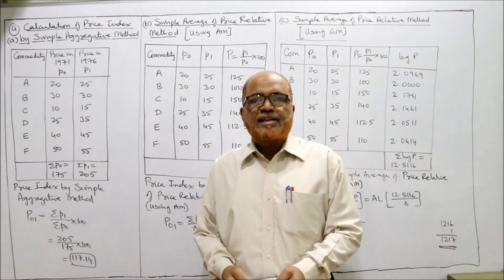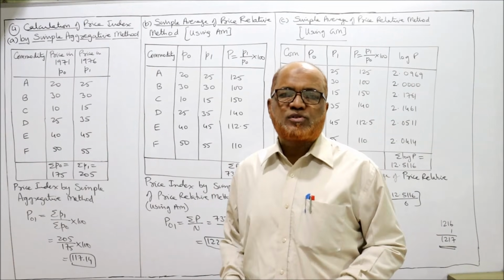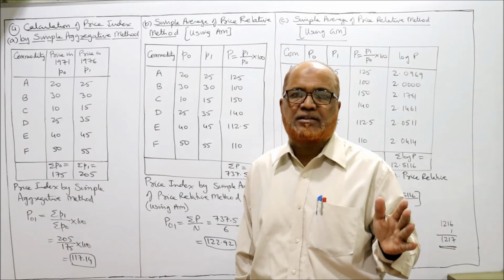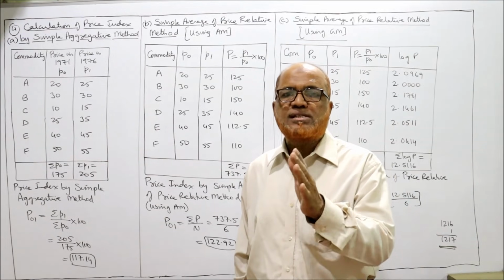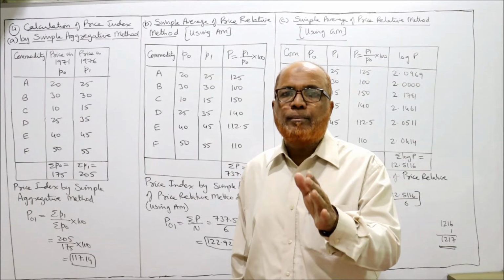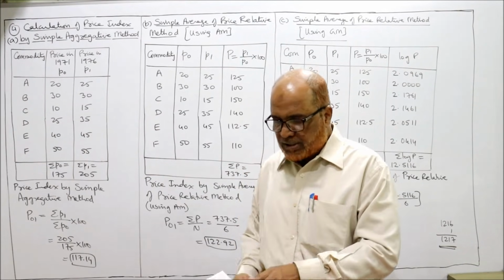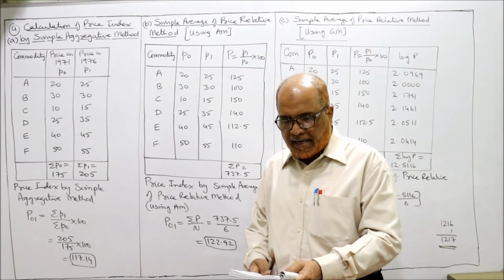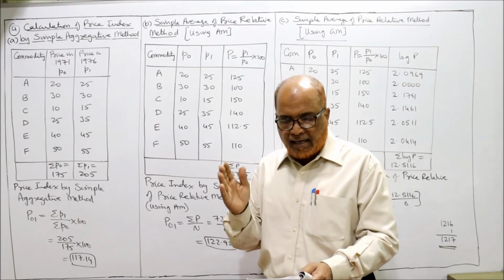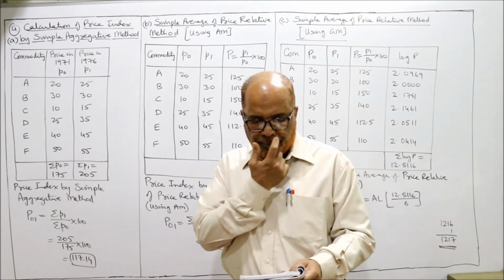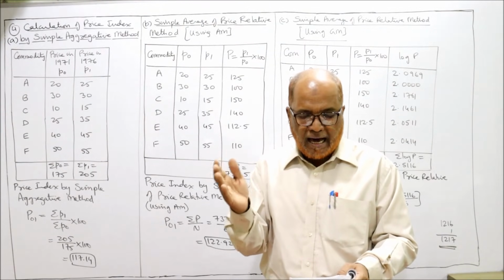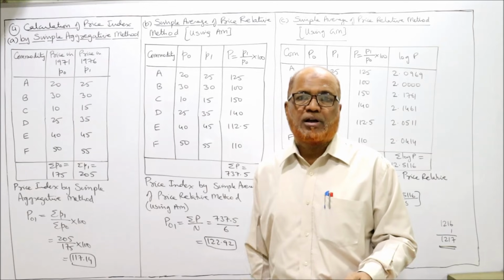Now we'll start the next problem, that is problem number 4. Three problems we have completed. The first two problems on simple aggregative method. The third problem we have solved on simple average of price relative, taking the average from mean, arithmetic mean. Now see the fourth problem. Compute a price index for the following by A, simple aggregative method, and B, average of price relative method by using both arithmetic mean and geometric mean.